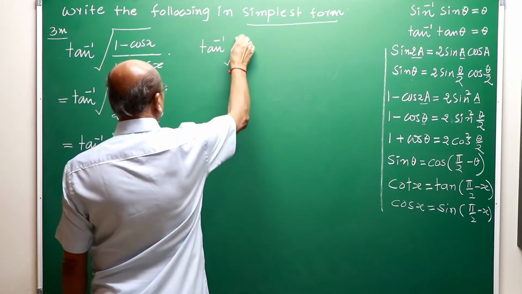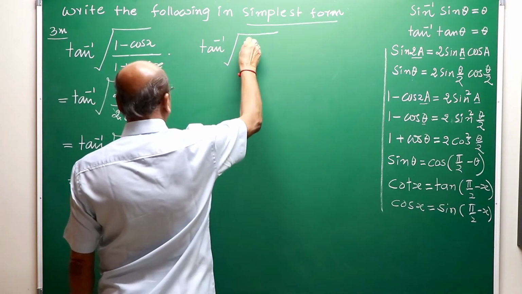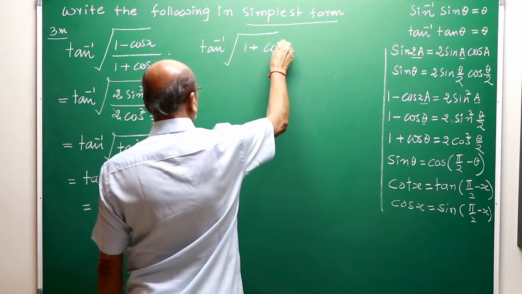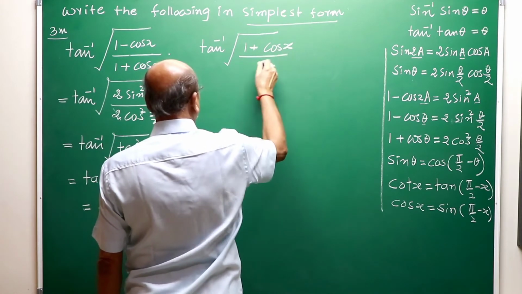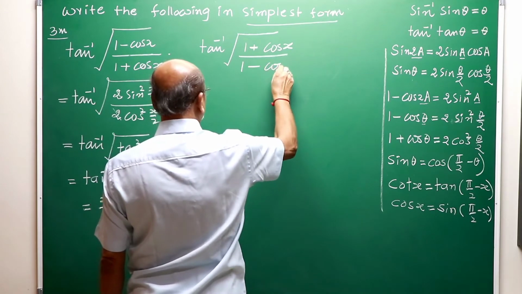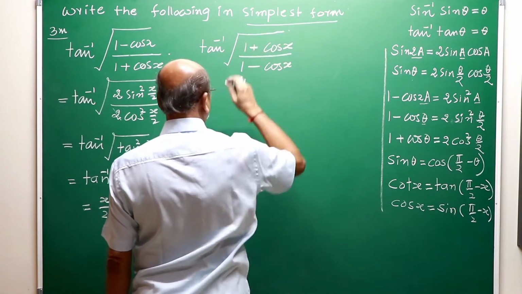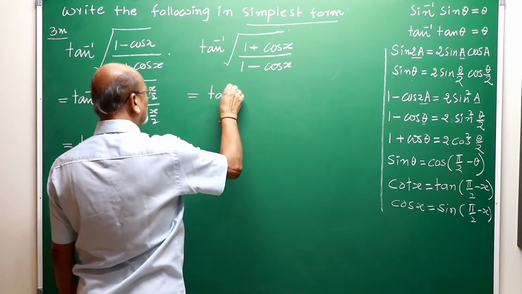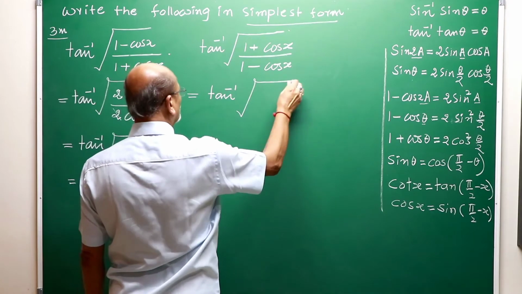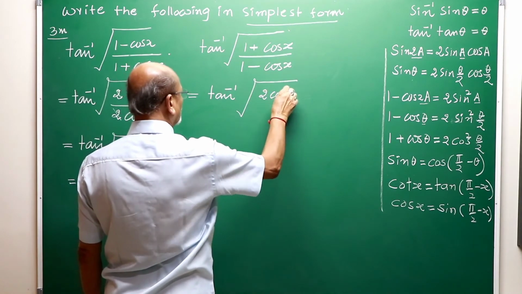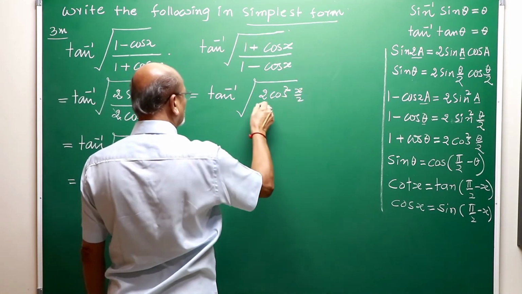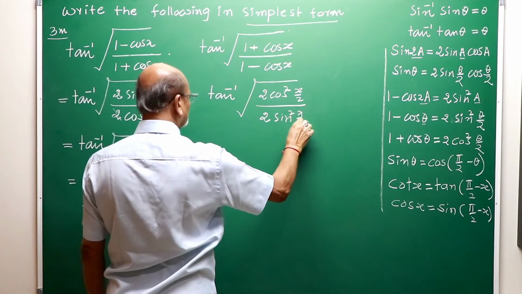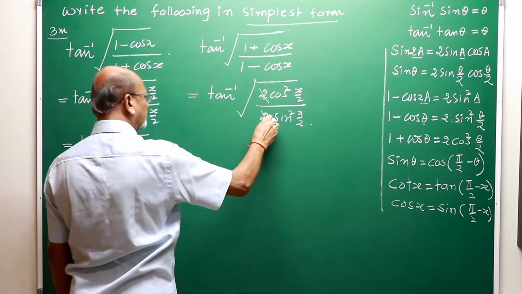tan inverse square root. I told you, the numerator is plus, 1 plus cos x, denominator 1 minus cos x. Yes, my friend, same formula. What is it? Tan inverse square root. Plus means 2 cos square, half of the angle. Minus means 2 sine square, half of the angle. Yes, my friend, 2 is cancelled.